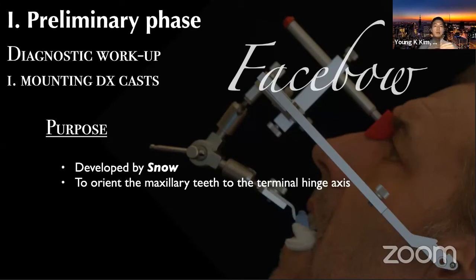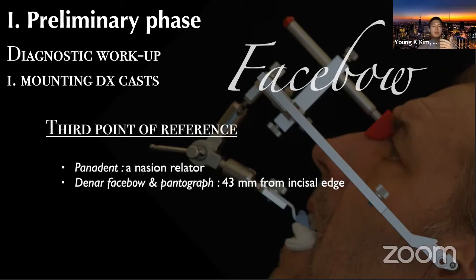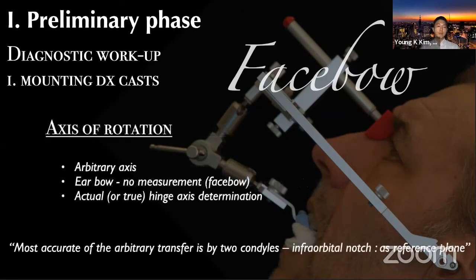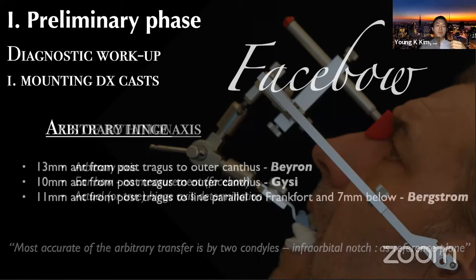So going to the Facebow, again, we're touching up the foundational part of the articulator and Facebow. It's developed by Snow, and it's really to orient the maxillary cast to the terminal hinge axis. And there are third points of reference depending on the type of articulator you're using, and the axis of rotation. The arbitrary axis, we're using the ear bow as a reference. The most accurate arbitrary transfer is by the two condyles and infraorbital notch, and the majority of the articulators and the arbitrary hinge axis Facebows are utilizing this concept.